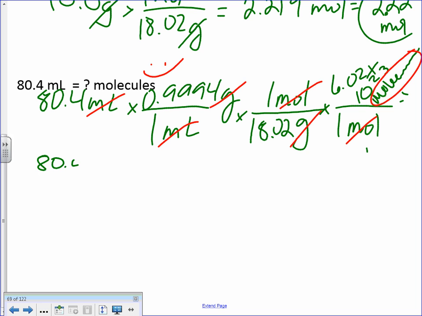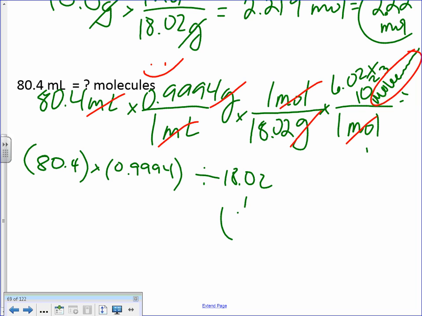I would put 80.4 times 0.9994. And I'm dividing by 1, but it doesn't affect our answer. And you can hit equals now, and then what would you do? Divided by 18.02, and then you could hit equals, or you can just do it all in one big swoop. So divide by 18.02. Alternatively, you could have multiplied by 1 over 18.02, because that's the same as dividing. And then you multiply by 6.02 times 10 to the 23rd.